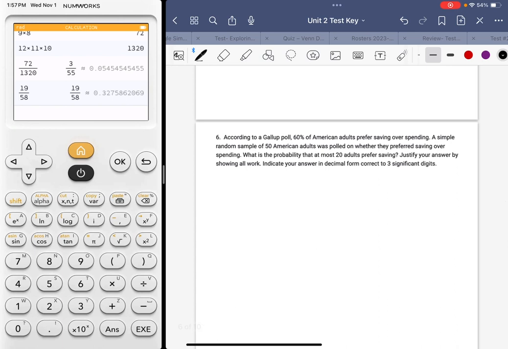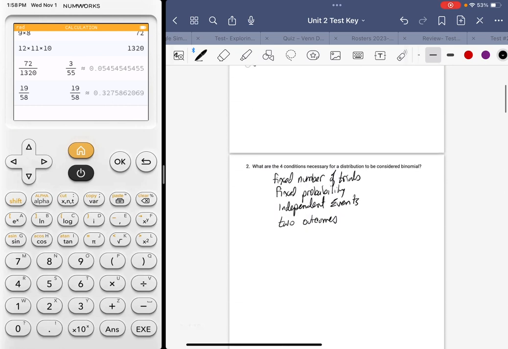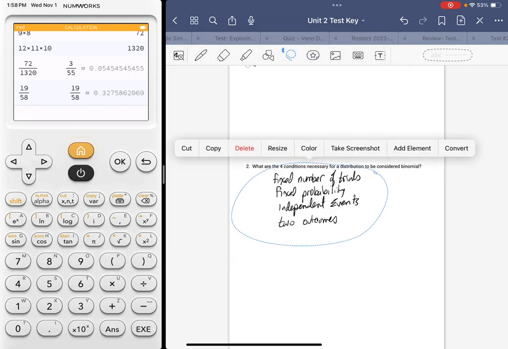According to a Gallup poll, 60% of American adults prefer saving over spending. A simple random sample of 50 adults was polled on whether they preferred saving over spending. What is the probability that at most 20 adults prefer saving, I would assume over spending, right? So this is actually a binomial situation. We have fixed number of trials, fixed probability, independent events, 2 outcomes. So I'm just going to grab these real quick. Oops, sorry, I hit the wrong thing.